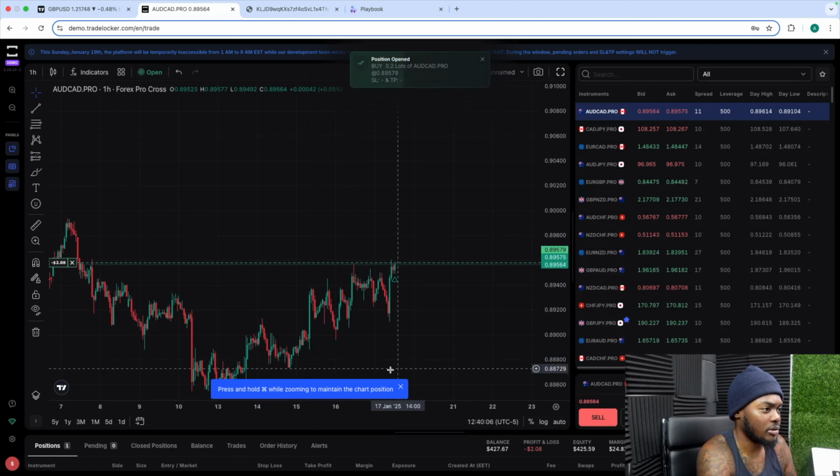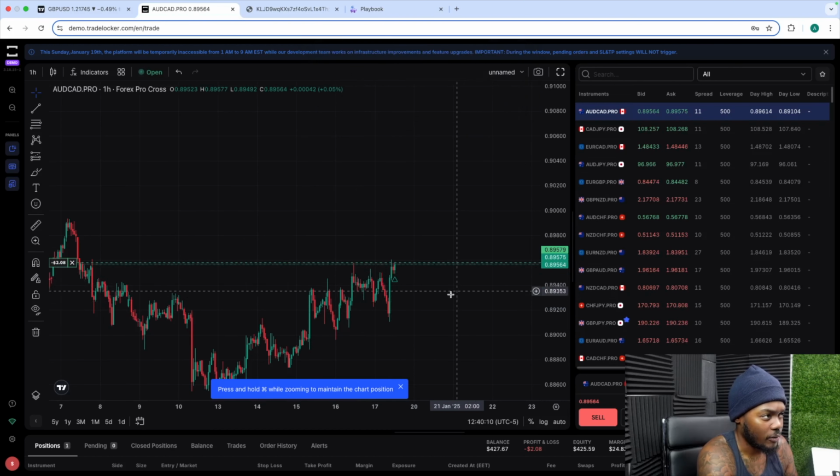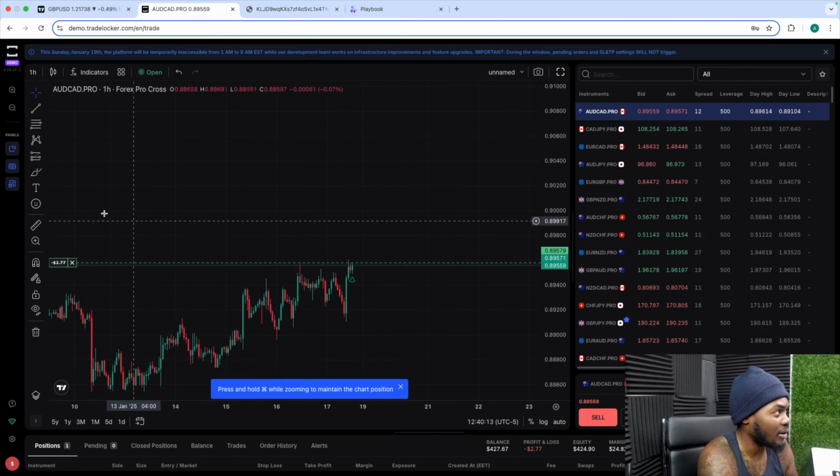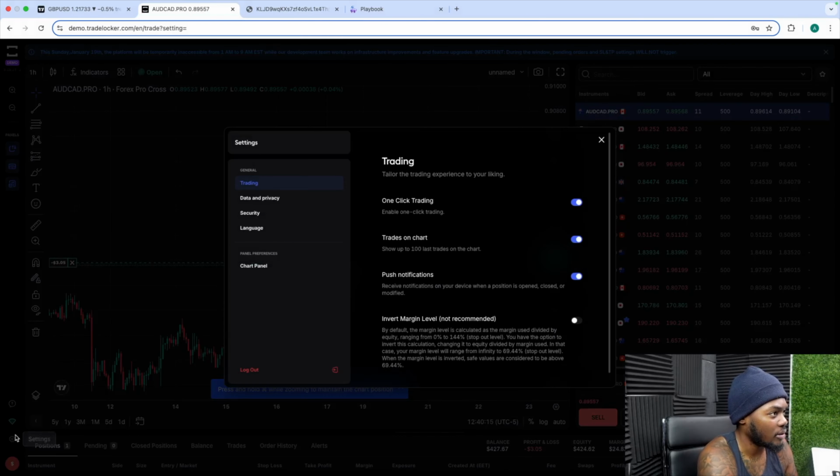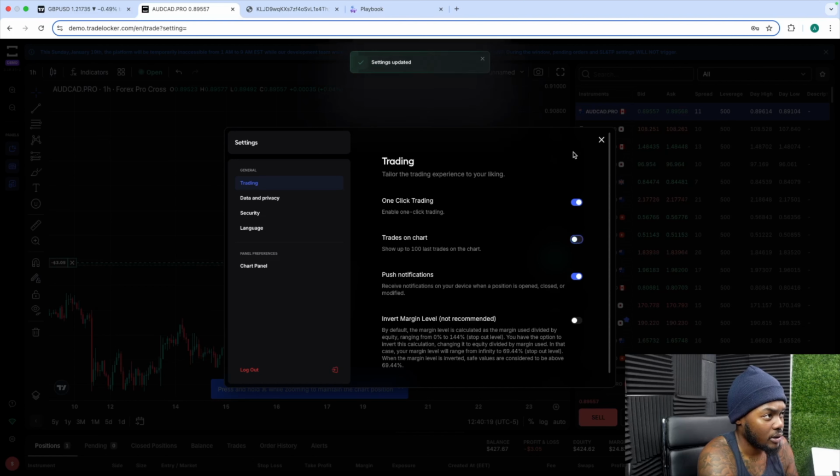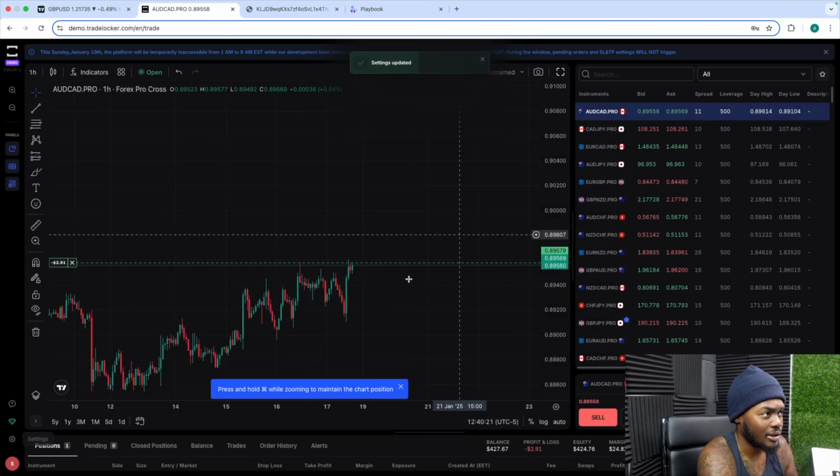Right, let's say if I was actually getting ready to buy into the market, we can see the green arrow, which I don't know why is up there. I really don't like that. Where is the setting? So let's take that off. Trades on charts, no. I don't like looking at the arrows.